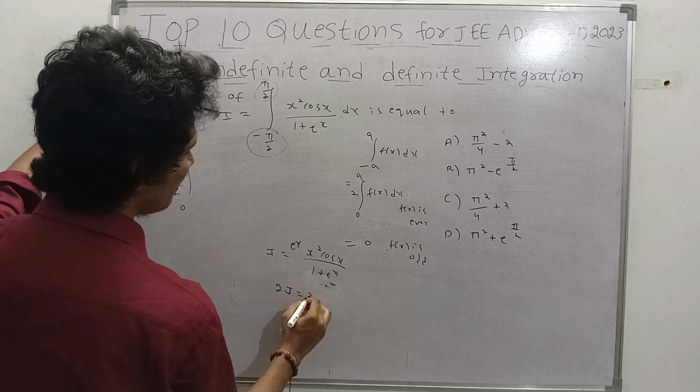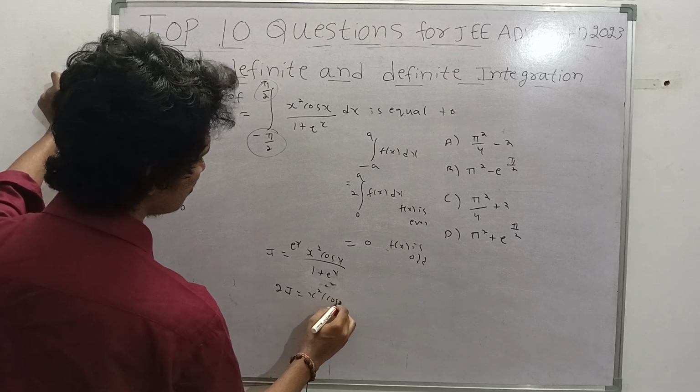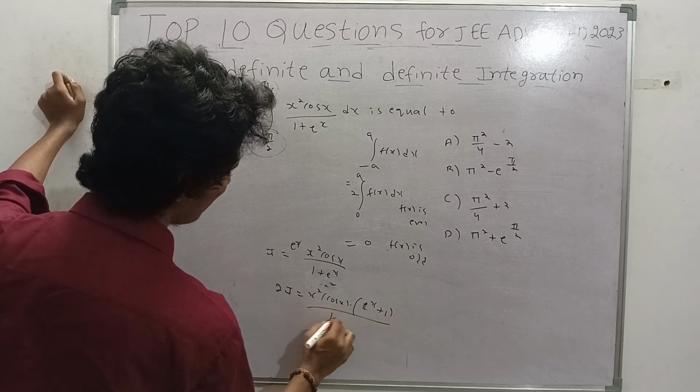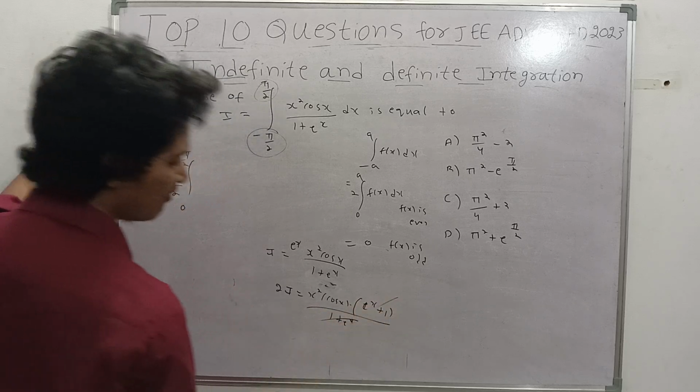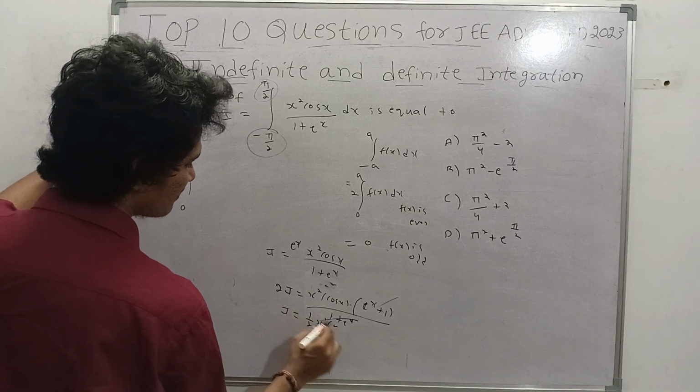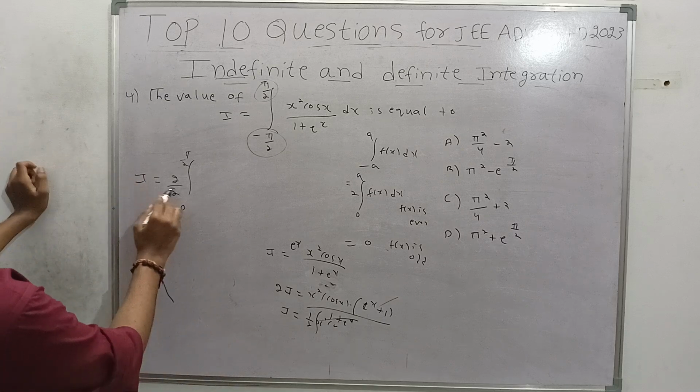2I equal to what will I get? If I take x square cos x common, I will get e power x plus 1 divided by 1 plus e power x. This e power x plus 1 and the denominator get cancelled. And I equal to what? Half of the integral of x square cos x. So the same I done here, by 2, this is the thing.